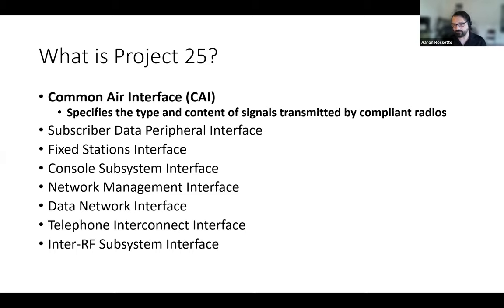But it might be in this one here, the two-slot TDMA overview. If it's not in this one, some of the documents that I've linked here do talk specifically about Phase 2 and the TDMA physical layer. So you might want to take a look at that.